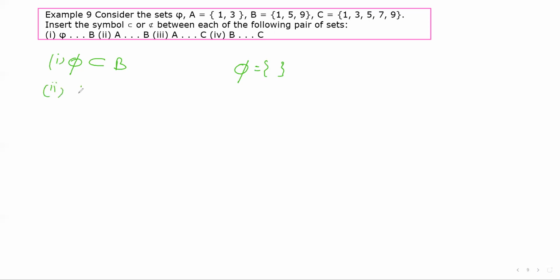Second, A and B. Now A has elements 1 and 3. 1 is present in A, 1 is present in B, 3 is present in A, but 3 is not present in B, which means all elements of A are not present in B.